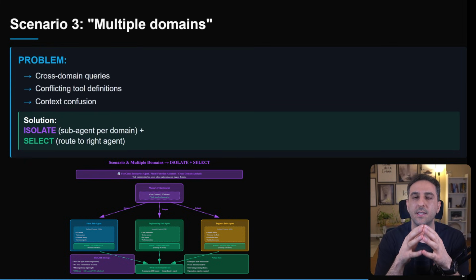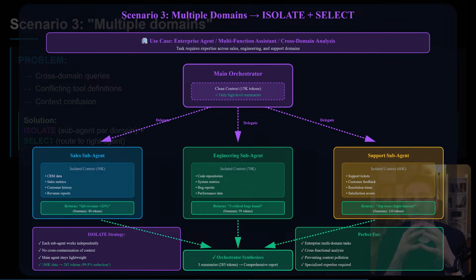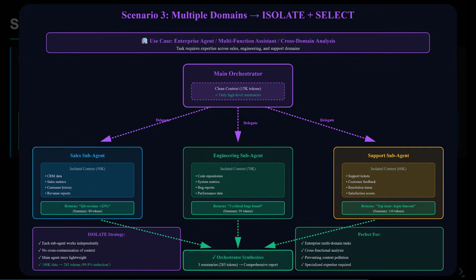Scenario 3. Our agent operates across multiple domains. Maybe it handles both customer support and inventory management. In this case, we run into cross-domain queries, conflicting tool definitions, and context confusion. Solution: isolate plus select. We create specialized sub-agents for each domain and use routing to direct queries to the right agent. This way, each agent operates with a clean, focused context.